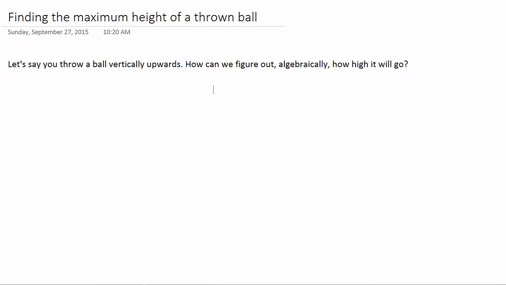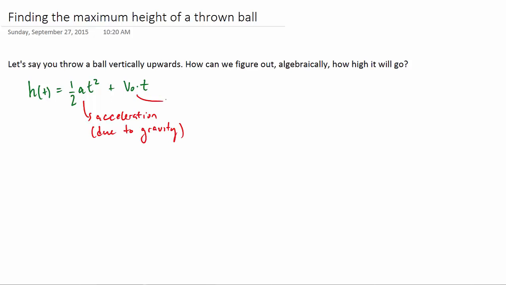Alright, today we're going to take a look at a quadratic function and see how we could use it to figure out the maximum height of a ball. So, you can think back to science class. We know that the height that something travels is related to the time, and it depends on the acceleration and the initial speed that you launch it with.